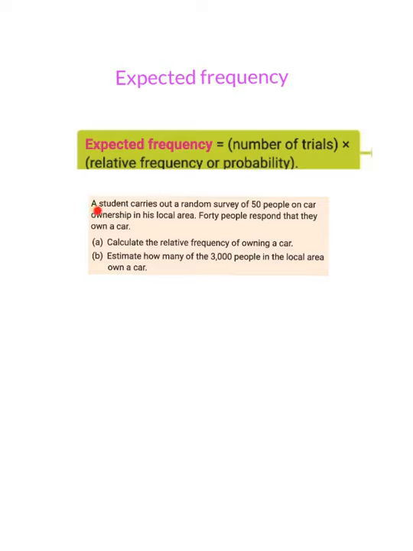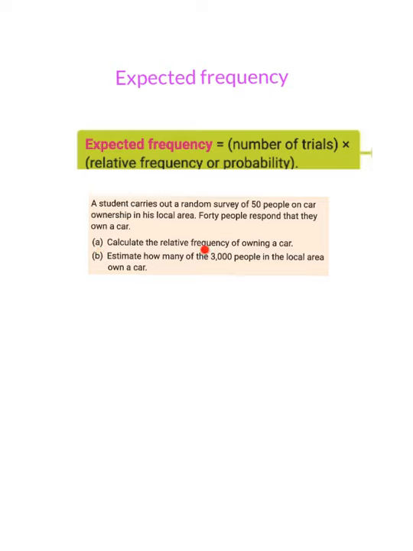So this example here states, a student carries out a random survey of 50 people on car ownership in his local area. 40 people responded that they own a car. Calculate the relative frequency of owning a car and estimate how many of the 3,000 people in the local area own a car. So the first part we'll do is part A. Calculate the relative frequency.